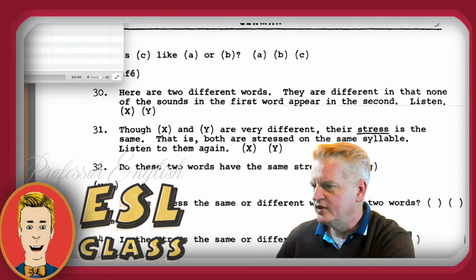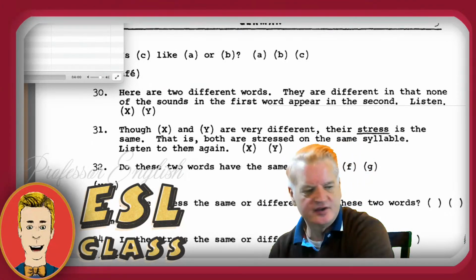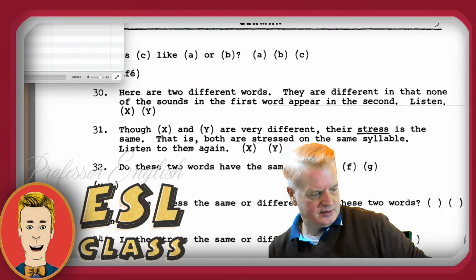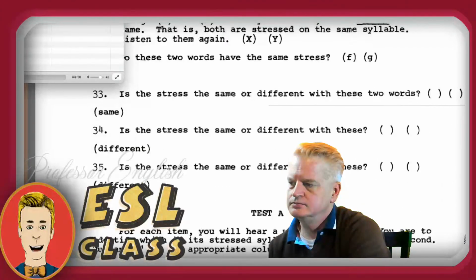32. Do these words have the same stress? Well, I'm not going to read it. We'll just play right through to the test. Bitte. Danke. 33. Hotel. Zigarren. 34. Danke. Hotel. 35. Bitte. Zigarren.